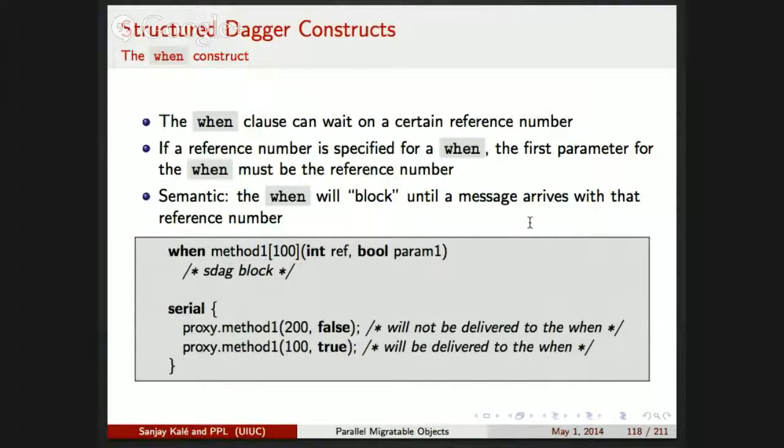So for example, here if we're doing something where the first parameter of our method is an integer, we can say, okay, we specifically want to wait for this method call where the first parameter is that integer. So then here we do the serial block and send 2 invocations of method 1. The first one doesn't match the when, so it won't be executed, and this one does match, so it will be executed. So you can do this, for example, to make sure iterations happen in the correct order. If you pass the iteration number as the reference number, then if you have information for iteration 2 and 3, you'll do iteration 2 first, for example.